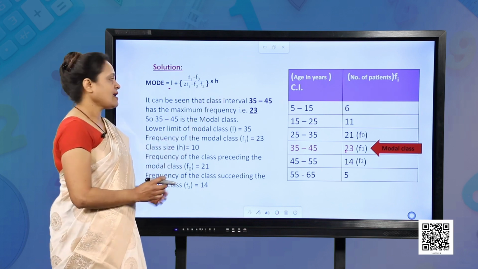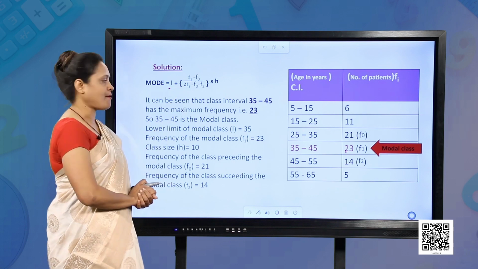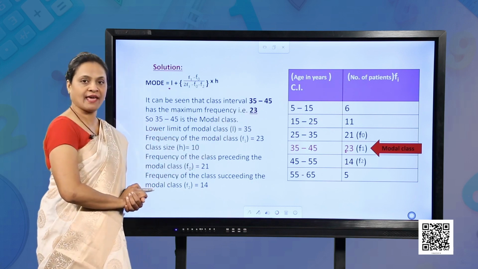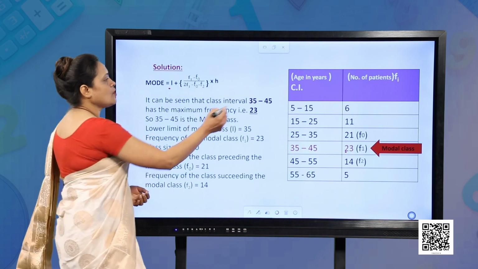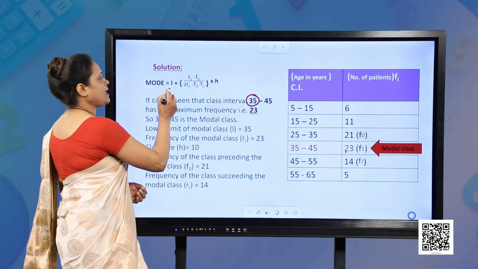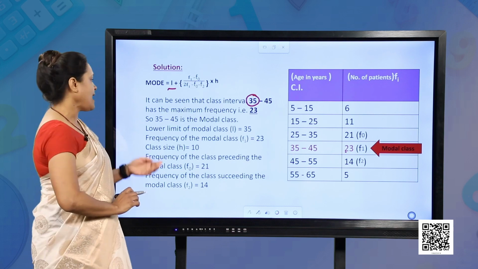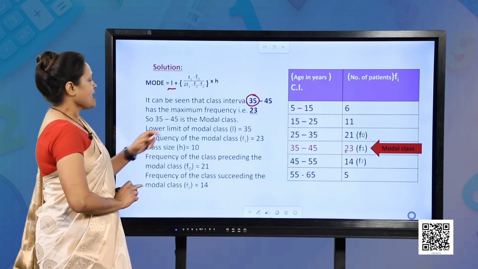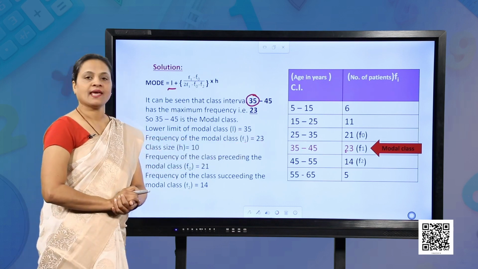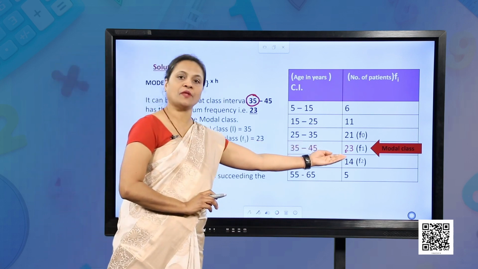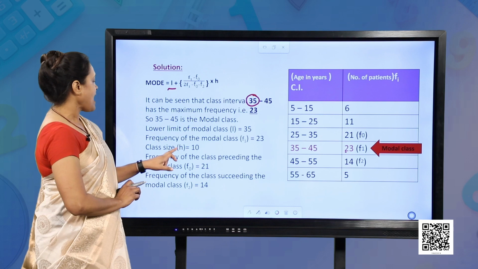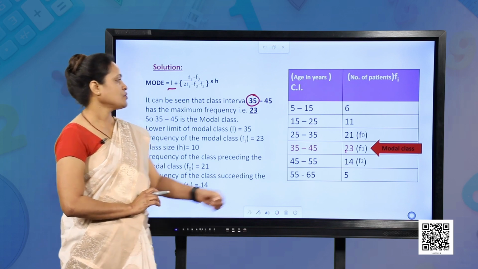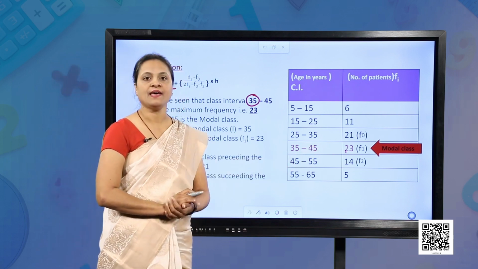Let us see what these symbols stand for. Our class interval 35 to 45 is the modal class. So, the lower limit of this modal class is the value of L. L represents the lower limit of the modal class. Here F1, as I said before, is the maximum frequency, that is, the frequency of the modal class. h is the class size, that is, upper limit minus lower limit. So, it will be 45 minus 35, that is 10.